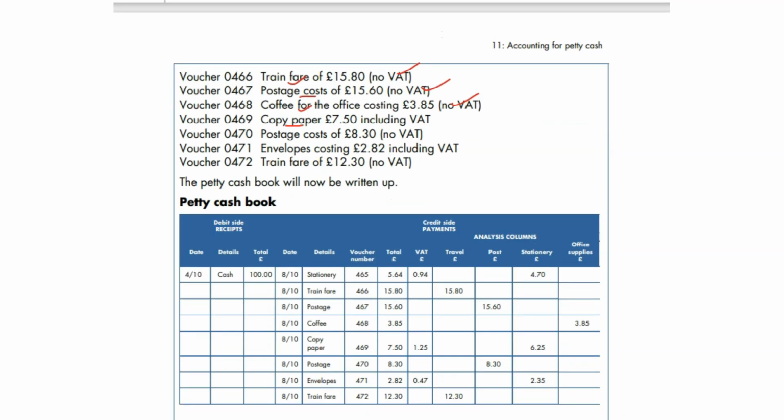Copy paper, stationery, you can put that into that. Yeah, paper and all. So that is including VAT, divided by 6. Next, no VAT. Including VAT, divided by 6. No VAT. So postage is there. Envelope you can put into the stationery. Train fare you can put into the travel.